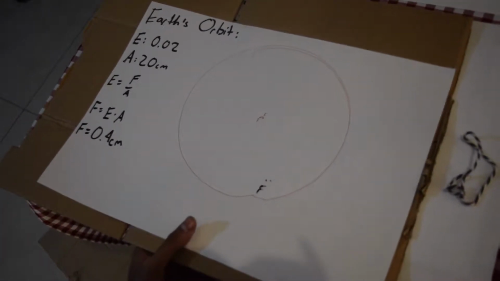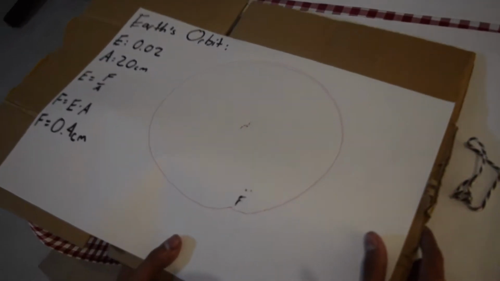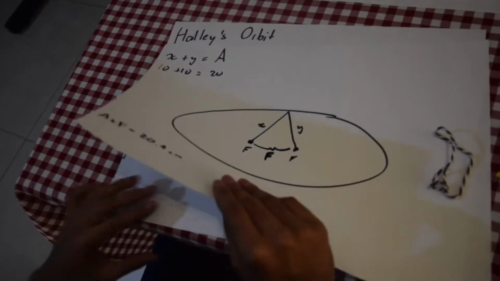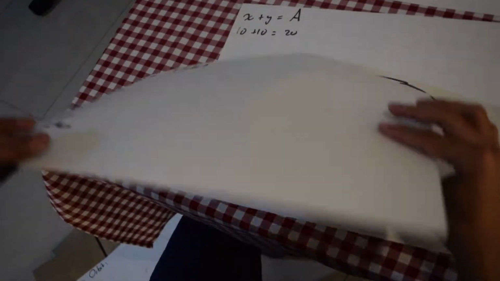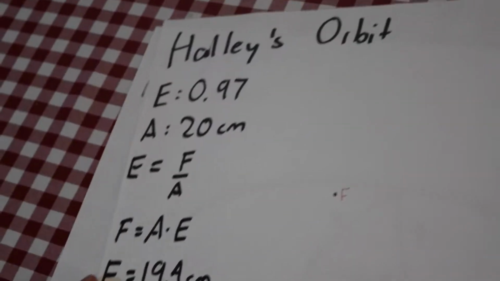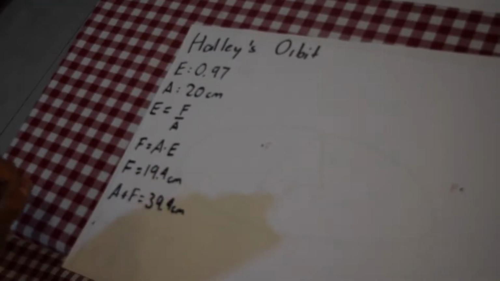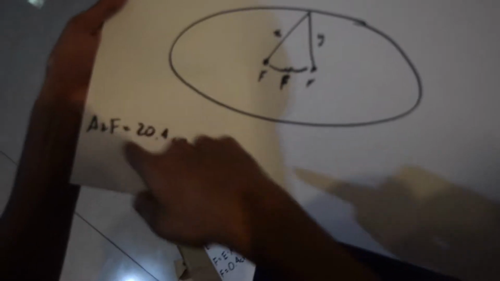Another type of ellipse that is represented in the real universe is Halley's Comet. Now Halley's Comet actually has a much bigger eccentricity than Earth's. It's 0.97, so very close to 1. So we're going to have a more oval-shaped ellipse. So using the same procedure, we find that F is 19.4, and that the length of our string, the same procedure that we used right here, A plus F, is going to be 39.4.